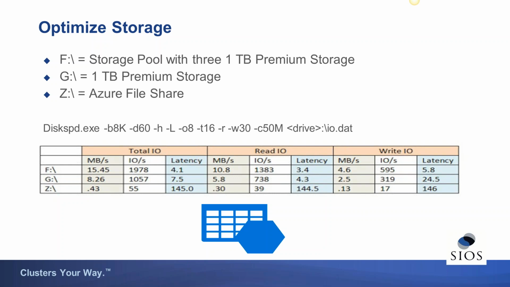You can see the chart illustrates the performance I was able to see. Of course, the F drive with the 3 disks in RAID 0 gave me the best total throughput, both read and write, and minimal latency. The Z drive had an incredible amount of latency, the primary reason being that right now the Azure Files service does not support premium storage, so it's not really a viable solution right now for SQL Server workloads.